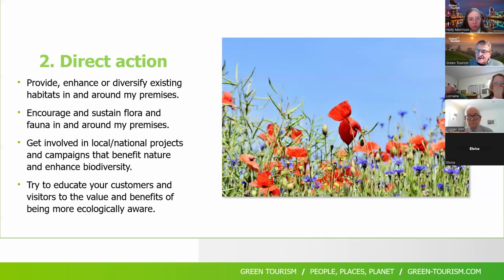Now we come to the second part of what you can do, and this is direct action. The four main points on taking direct action within your business to protect, enhance, and promote biodiversity are: provide, enhance, or diversify existing habitats in and around your premises; encourage and sustain flora and fauna in and around your premises; get involved with local, national projects and campaigns that benefit nature and enhance biodiversity; and try to educate your customers and visitors to the value and benefits of being more ecologically aware.